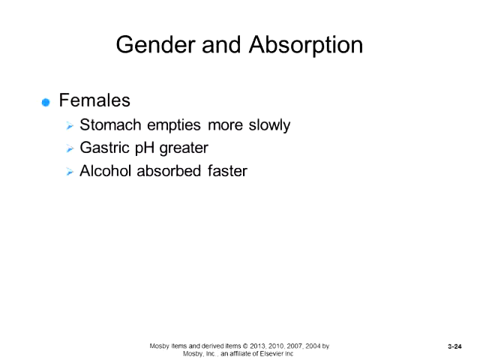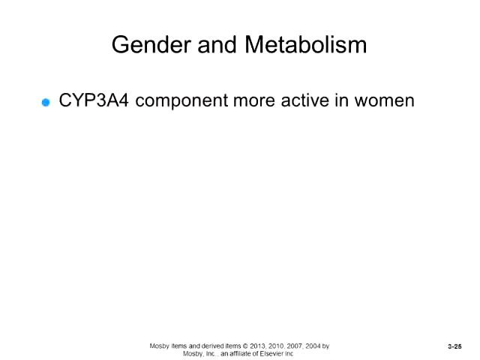Okay. Gender and absorption. Again, female stomachs empty more slowly, the gastric pH is greater, and alcohol is absorbed faster. Again, gender and metabolism. Remember that CYP3A4, that's a component of the liver. Those are enzymes that actually break down, metabolize the drug, and it is more active in women.